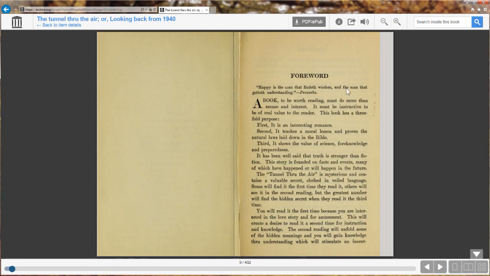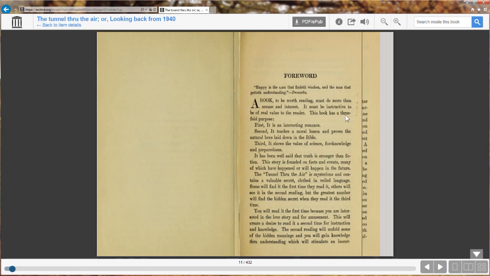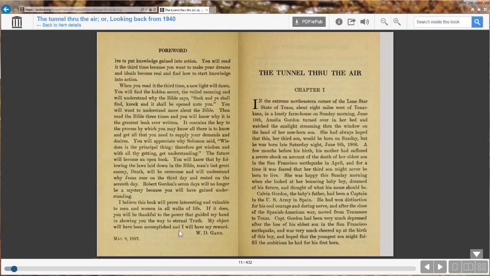Then there's the famous foreword right here. And the foreword is 2 pages long. And the date of the foreword right there. And then of course we have The Tunnel Through the Air, chapter 1, starting right there. So that's actually what the book looks like right here.